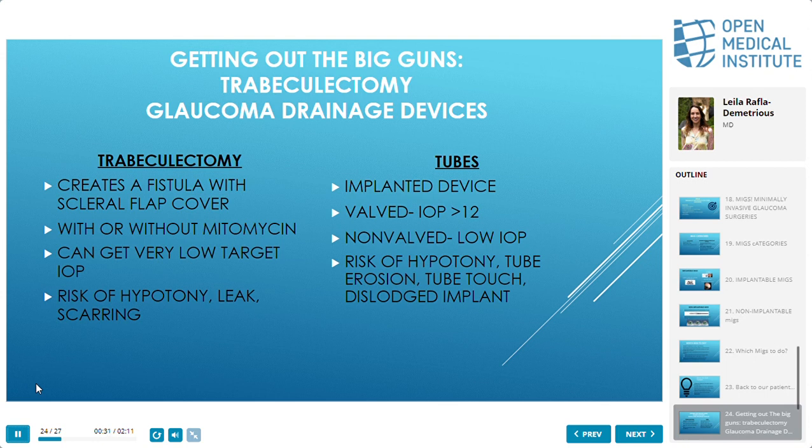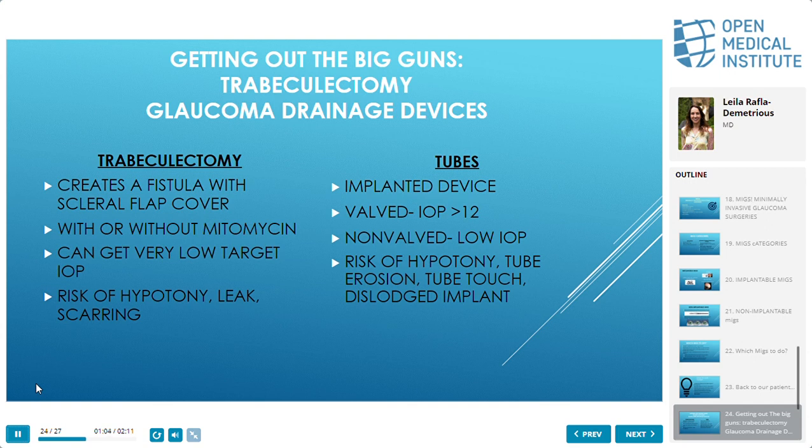A tube is an implanted device where we put a little shell there, and we snake a tube into the eye. You can do either a valved, where you're not going to get a super low pressure, usually the IOP balances out around 12, at least initially, or non-valved, which leads to a very low intraocular pressure. These you have to be careful with. You have to tie it off and allow the eye to equilibrate and then release that tie.